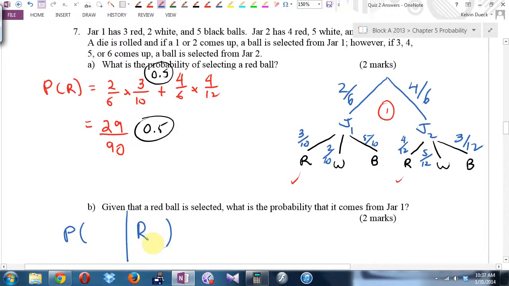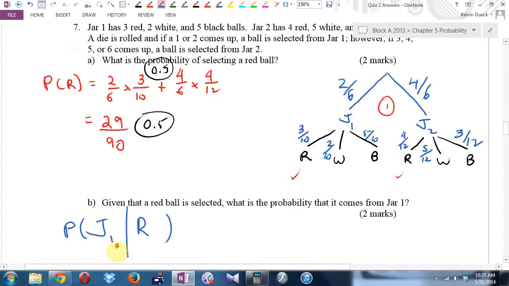What is the probability that it comes from jar 1? Find what? Jar 1. That's how we put it together. What's that going to be? What I've told you on your formula sheet is it's both of those on the top, that branch, divided by the given one, both of those branches.